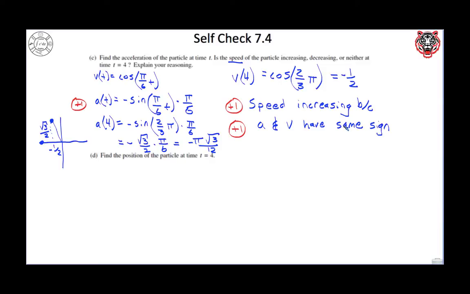Questions about how to score? Yes. How do you know if it's increasing or decreasing again? So increasing, can someone else answer that?